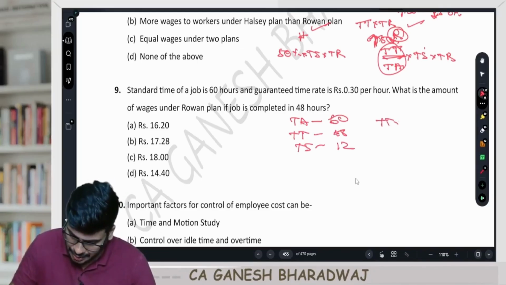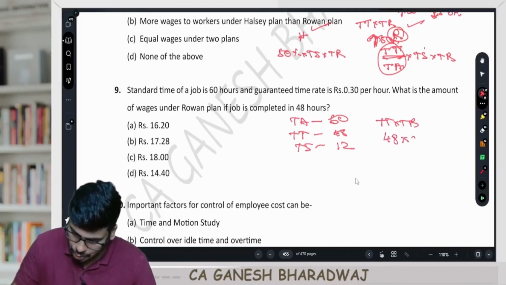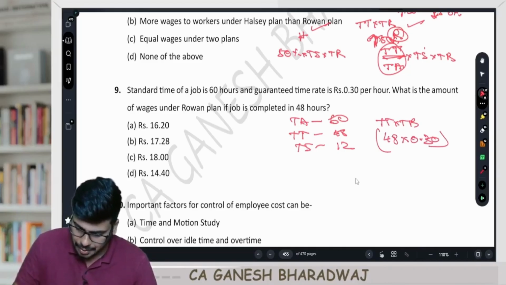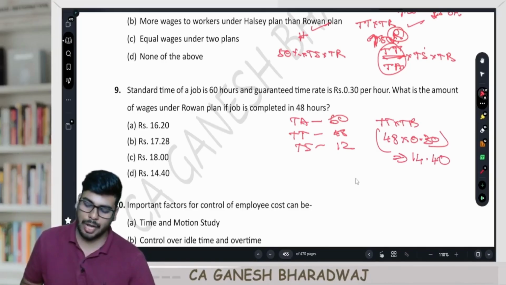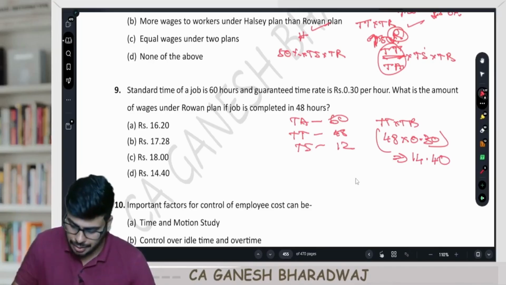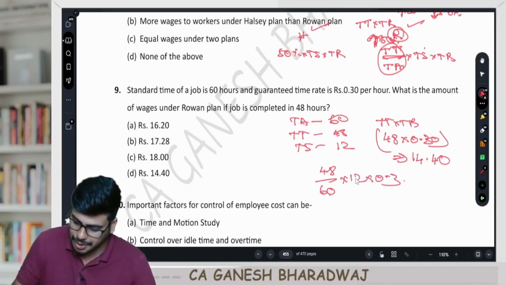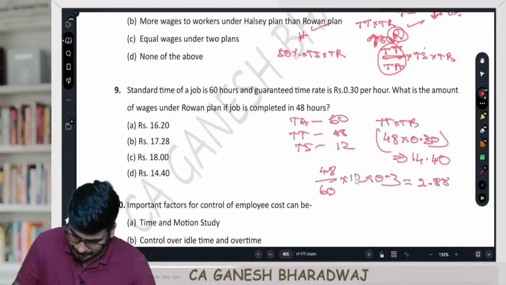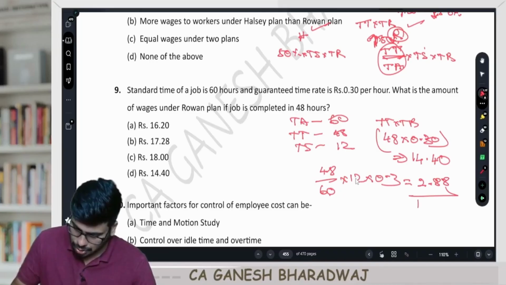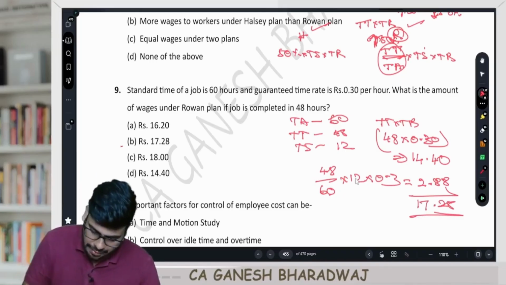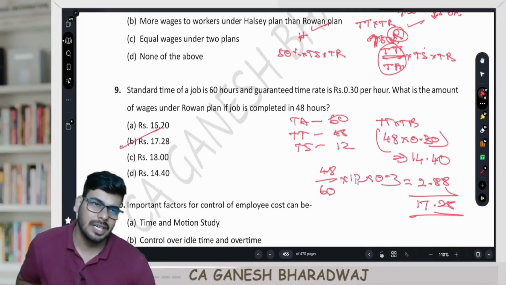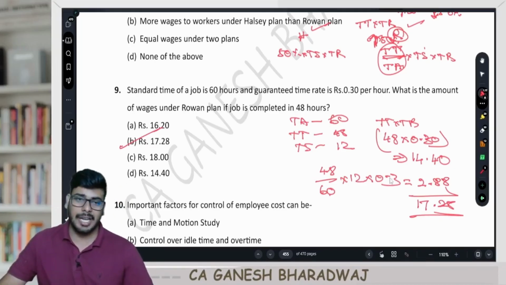So first, time taken into time rate. How much is it? 48 into 0.30, that is 14.4, right? Now, apart from this, Rowan, how will you calculate? Time taken by time allowed into time saved into time rate. So, 48 upon 60 into 12 into 0.3, that is 2.88. So how much comes out to? 17.28. So 17.28 is the answer. Clear with this, guys? They can also ask questions like this. Any issues here? No.